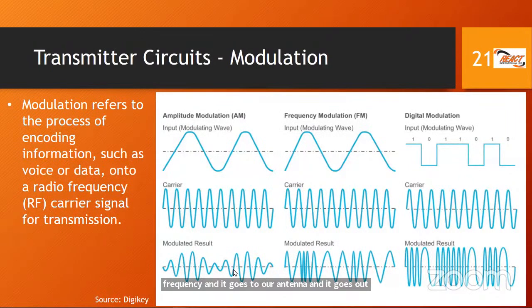And of course, there are different types of modulation. We talk about amplitude modulation, where we change the amplitude or the height of the wave. And then we can do frequency modulation, where we change the frequency when we use our voice and put it onto the carrier. So different types of modulation, digital, we have phase, we talked about all sorts of modulation.